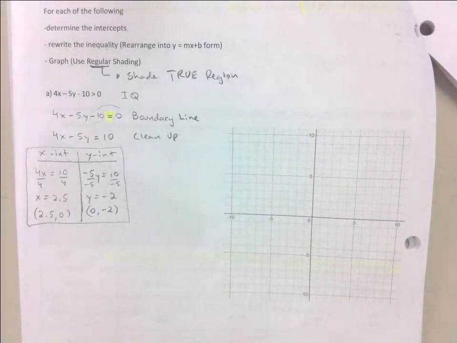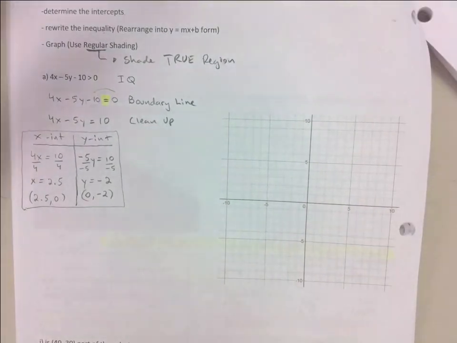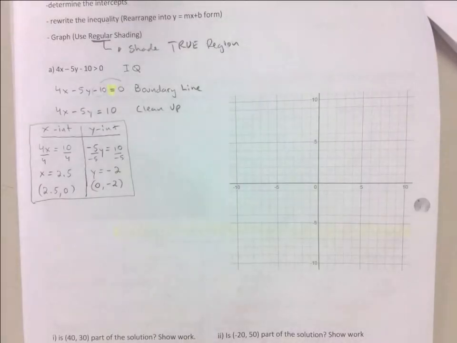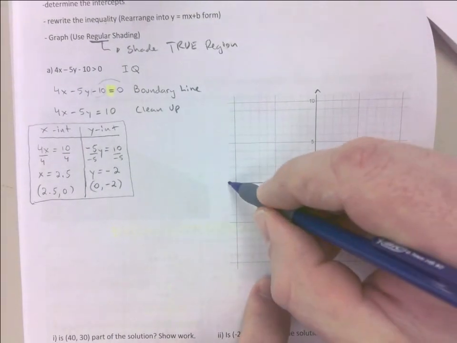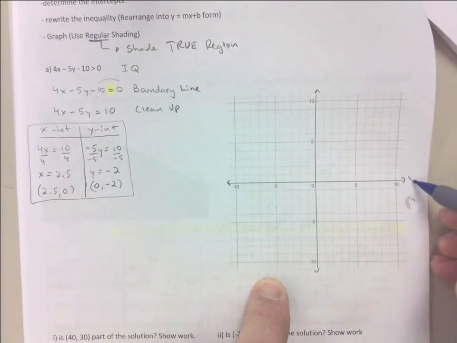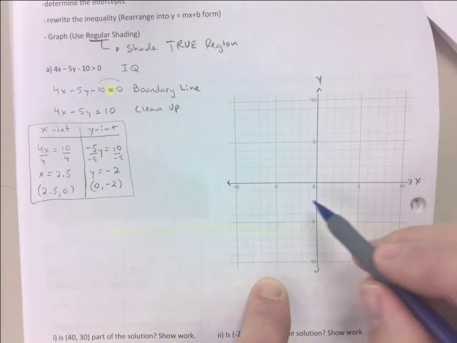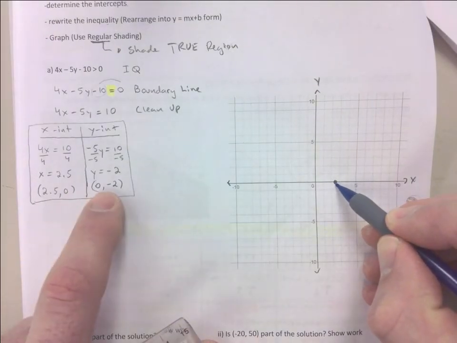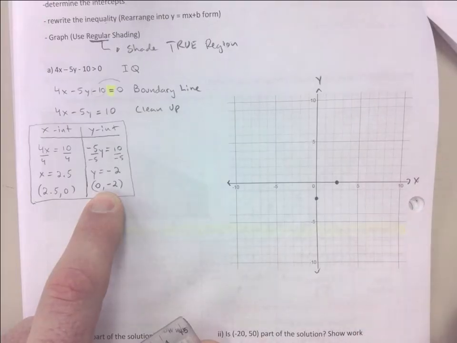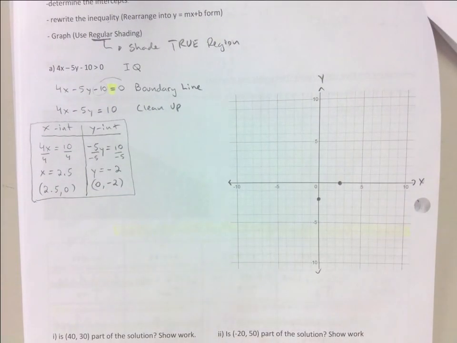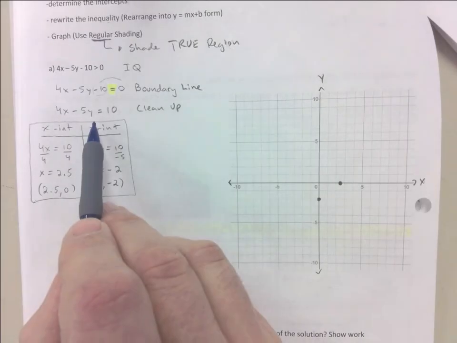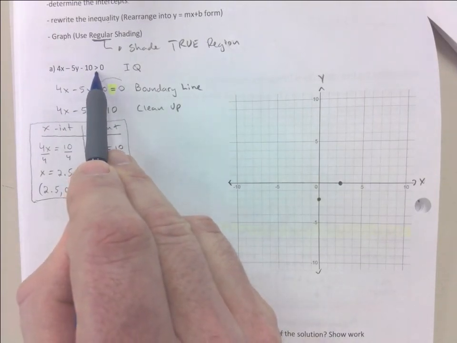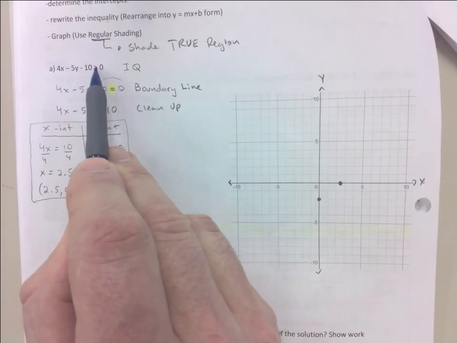So let's graph that. Let's graph it. And let's go, right? X and Y. I already gave you a scale, so no worries there. 2.5, 0, 0, negative 2. Okay. Actually, I won't graph it yet, because we have to decide, is this going to be a solid or a dashed line? What do you think this is going to be? Do you remember this from the previous page? It's going to be a dashed line.